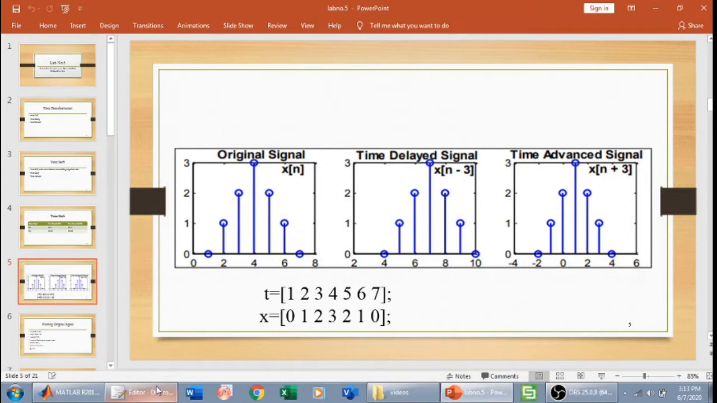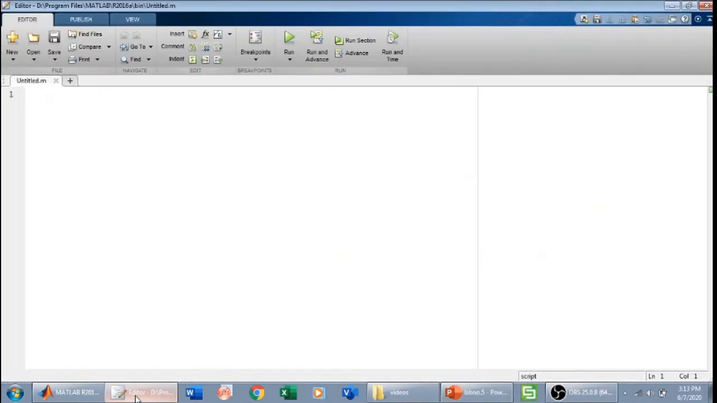So now we will open MATLAB and we will try and do this discrete time shift in MATLAB. So first I have to define t, which is 1 2 3 4 5 6 7. So I have defined t. Then I will define x, which is 0 1 2 3 2 1 0. Fine. Now I have defined t, I have defined x.